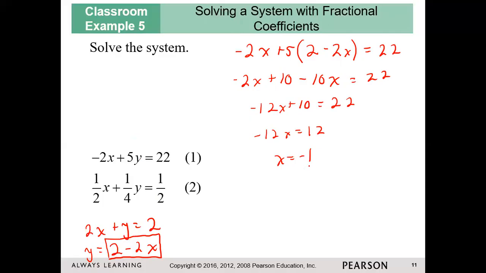And once we have this value here, we can substitute it in. So y is equal to 2 minus 2 times negative 1. And that will be y is equal to 4. And we have everything that we need to write our solution now. It is going to be negative 1 comma 4.